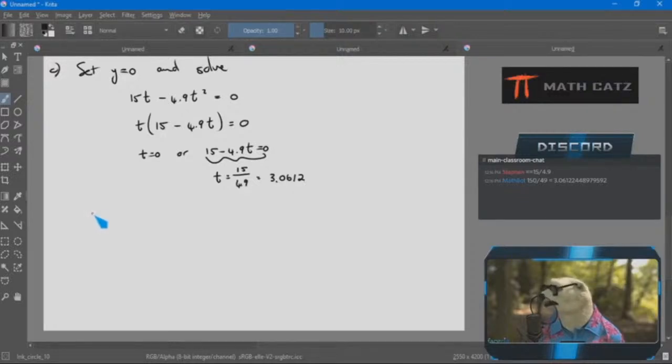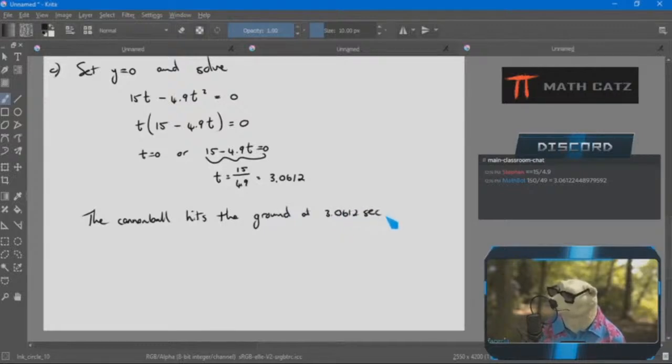So a little concluding sentence here is nice. The cannonball hits the ground at about 3.0612 seconds. And the first value that came out of this was, of course, the launch time. So some nice things you could do.